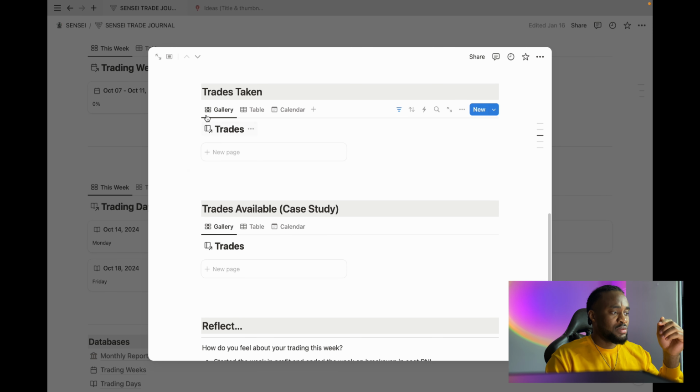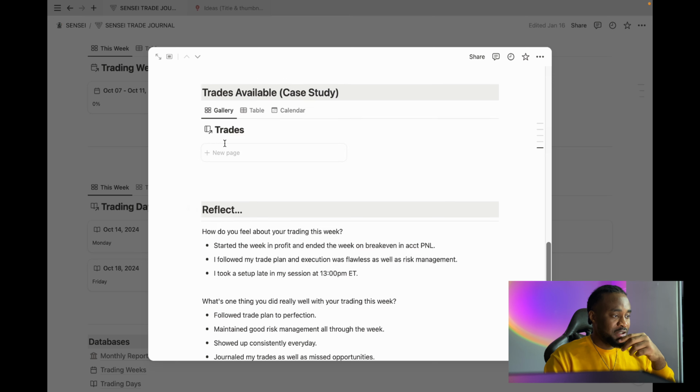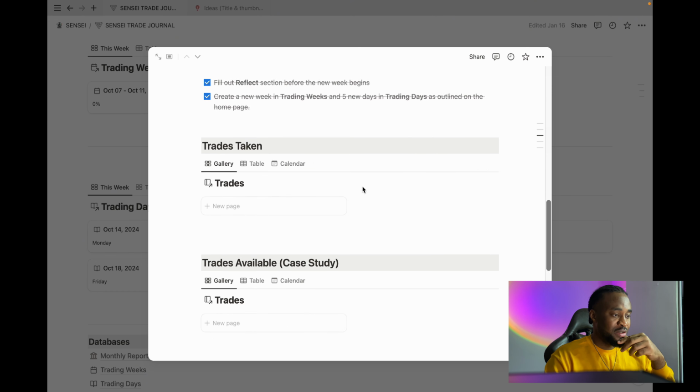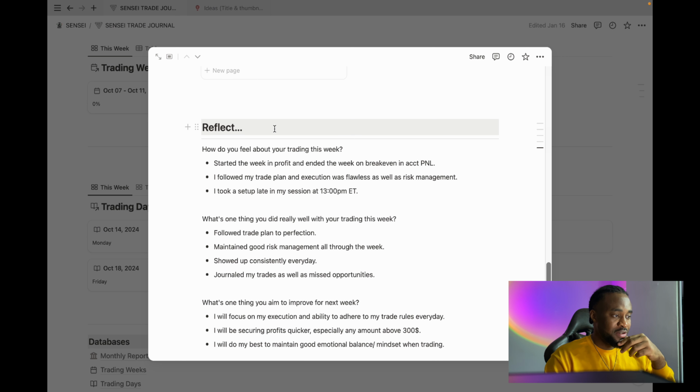Okay, so now this part is supposed to be filled automatically. There's that reflect section that was mentioned here. It said fill out the reflect section before the new week begins. So now this is the reflect section, and this is for the week that just passed. The first question is, how do you feel about your trading this week? I remember that week I said I started the week in profit and ended the week at break even in account P&L, followed my trade plan, and execution was flawless, as well as risk management.